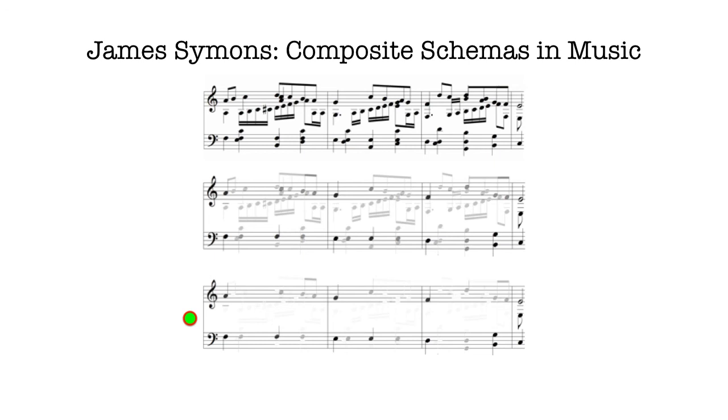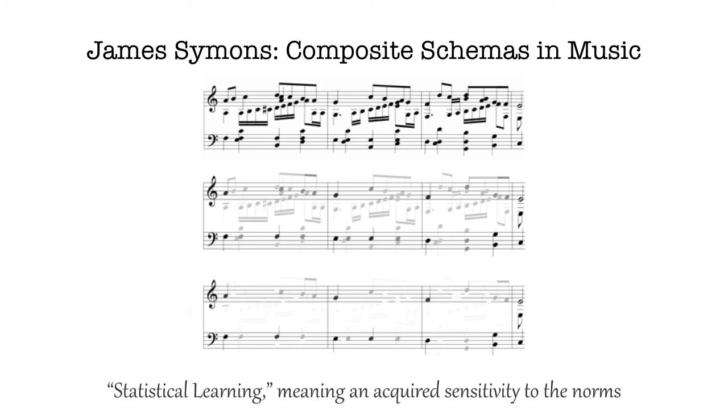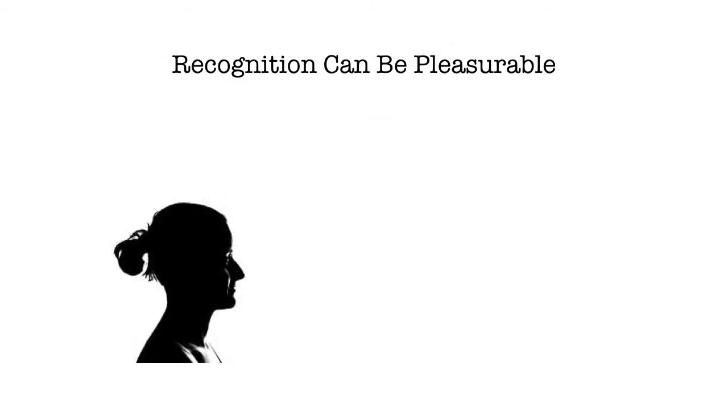So this is what's called statistical learning. We learn from many, many examples that we've entered into our memories and that our brains have compared and judged for similarity. It's an acquired sensitivity to norms. Now, as mentioned, the recognition of something that matches norms can be pleasurable.